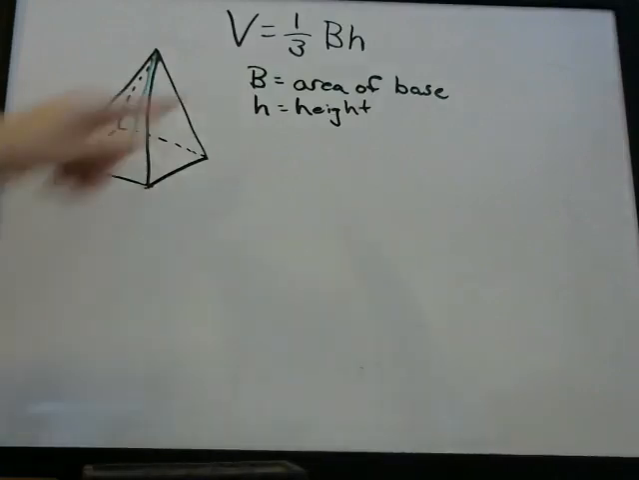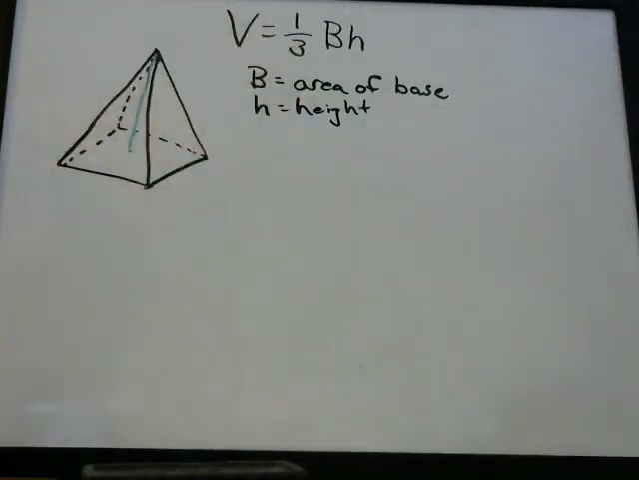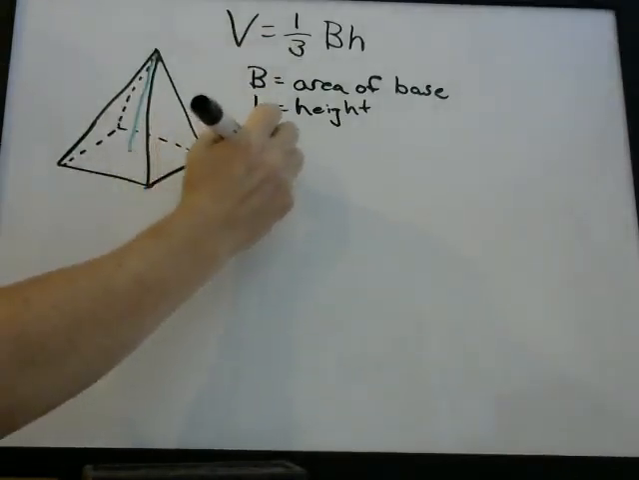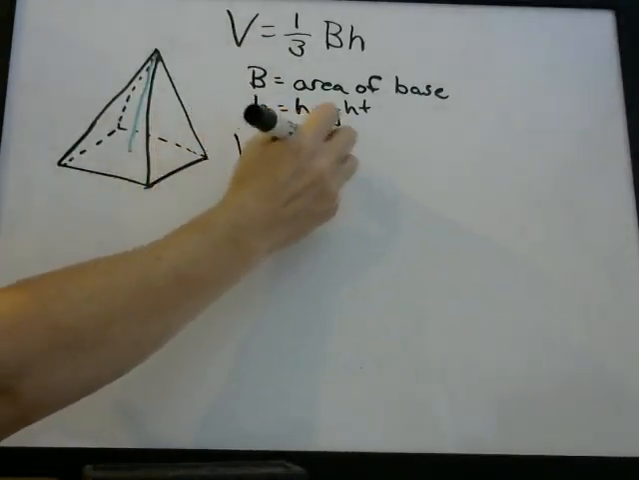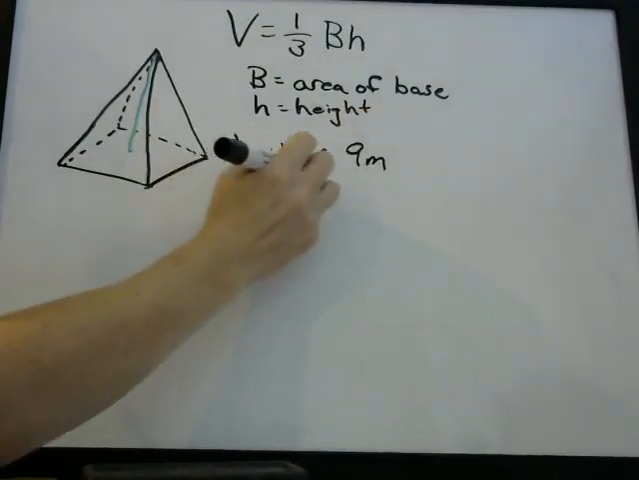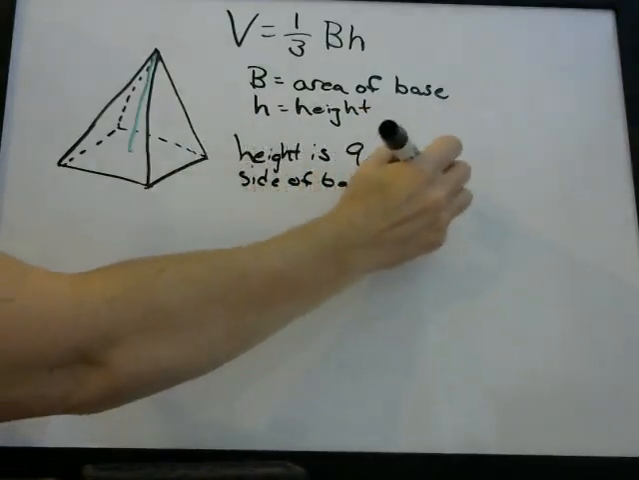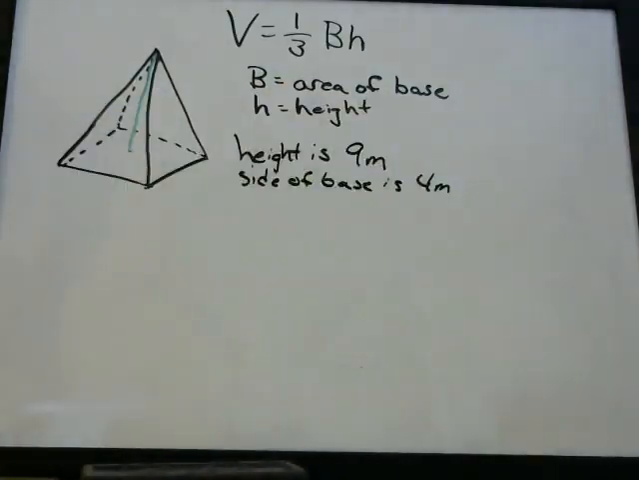So basically all we're going to do is find the area of the base, find the height, which is generally going to be given to you, and plug it into this formula. So let's say we have a square pyramid, and that means that the base of this is a square. And they tell you that the height is 9 meters, and the side of the base is 4 meters. What is the volume?